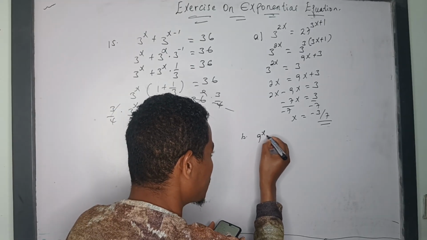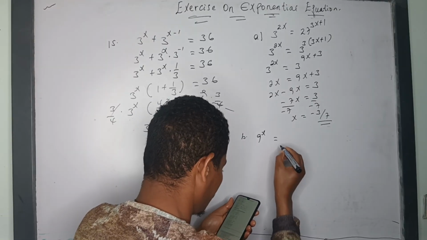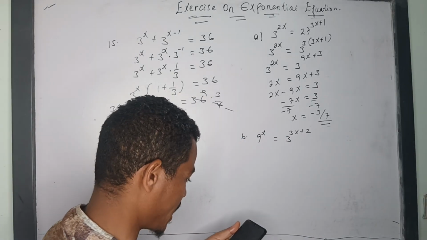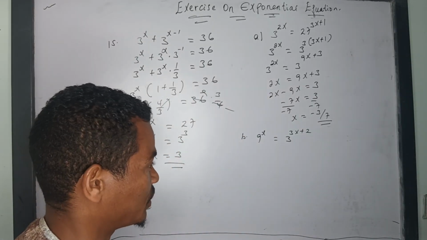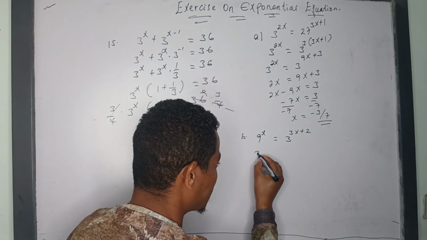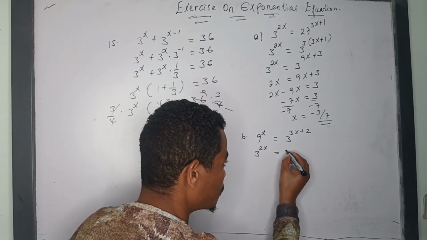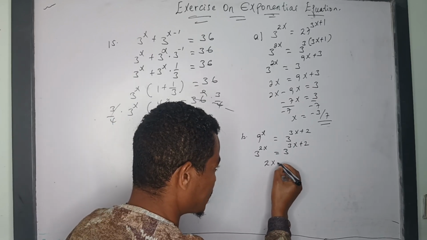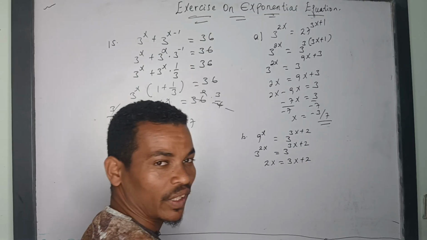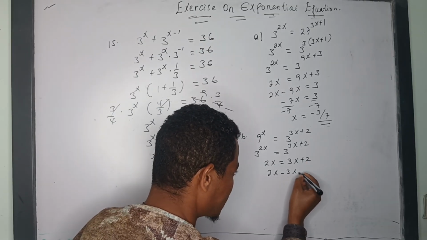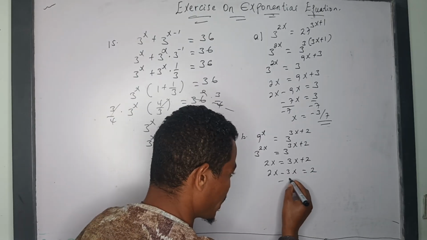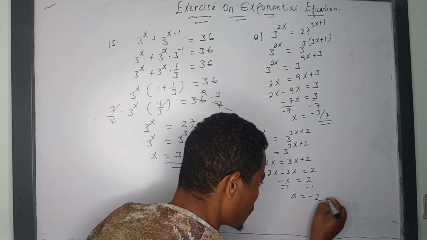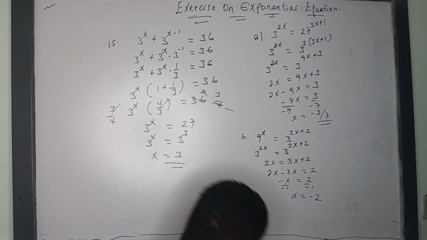Okay, B: 9 the power of x is equal to 3 the power of 3x plus 2. እኛው ደግሞ እንደምን እናደርገው, 9 is the same with 3 the power of 2, times x, which is equal to 3 the power of 3x plus 2 ይሆናል። They do have the same base, that is 2x is equal to 3x plus 2 ይሆናል። So 2x minus 3x is equal to 2. 2x minus 3x is minus x is equal to 2. That means divide both sides by negative 1. x is equal to minus 2 እናገኛለን ማለት ነው። Okay.